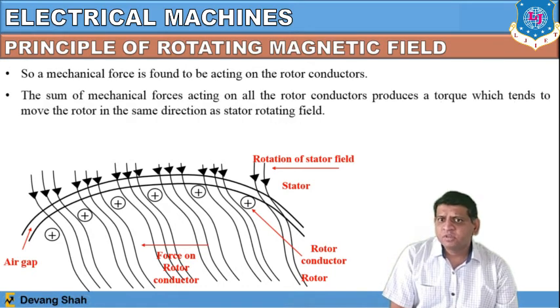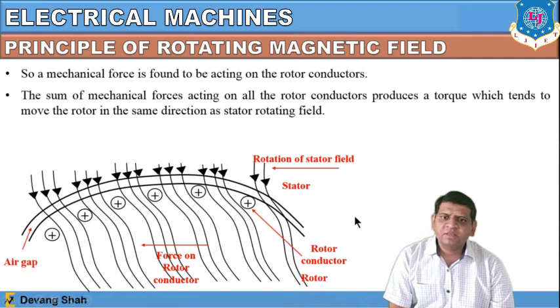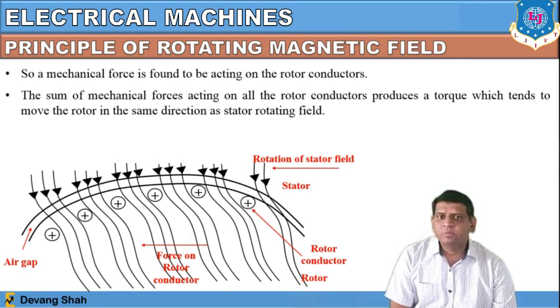The sum of the mechanical forces acting on all the rotor conductors produces a torque which tends to move the rotor in the same direction as the stator rotating field. All conductors are carrying current, and because of this each conductor exerts a force, and that bunch of forces we define as the torque. So the initial torque will be generated through these mechanical forces.